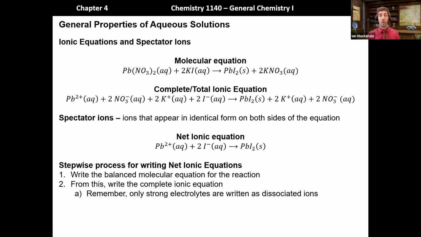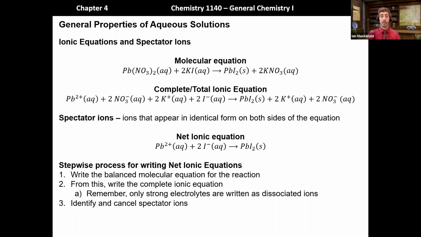Now, remember that only strong electrolytes are written as dissociated ions. So if we do have a molecular species that has the aqueous symbol after it, we don't break that up. We only break up strong electrolytes. So strong acids, which again we'll talk about later, and ionic compounds that have the aqueous symbol listed next to them.